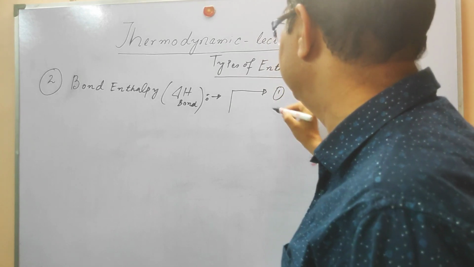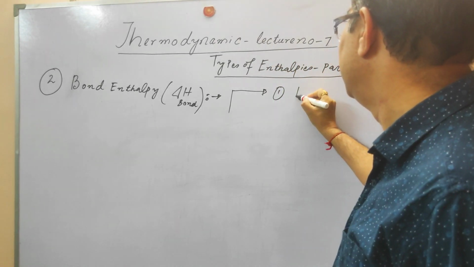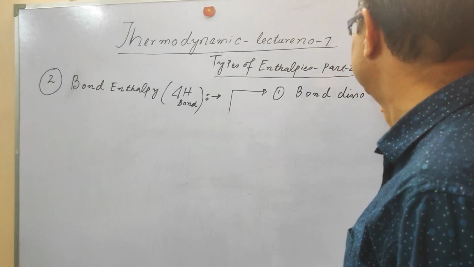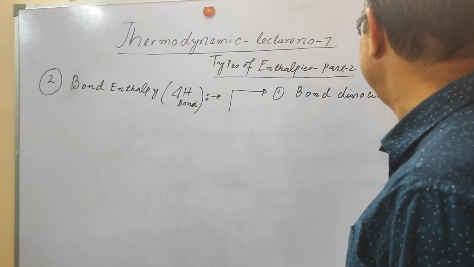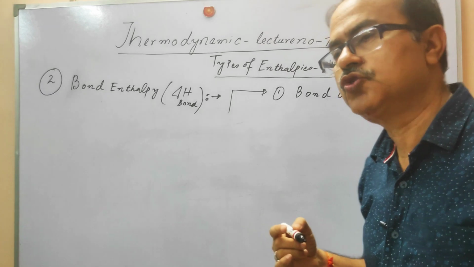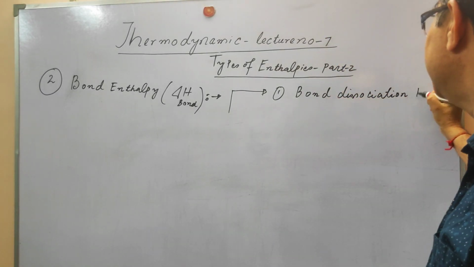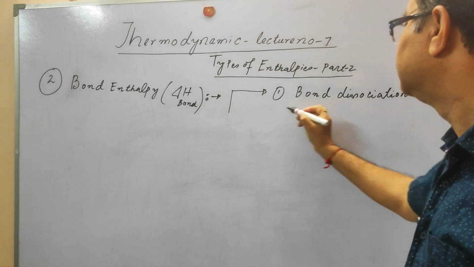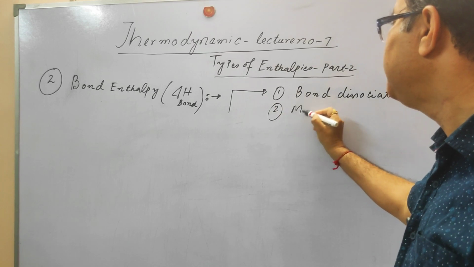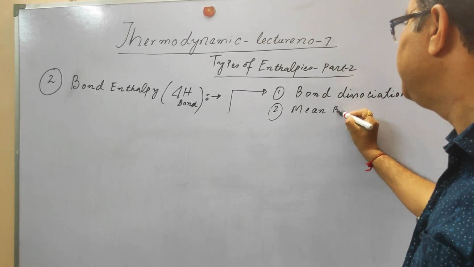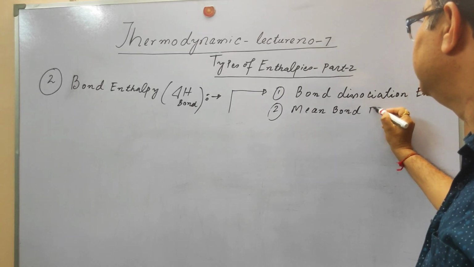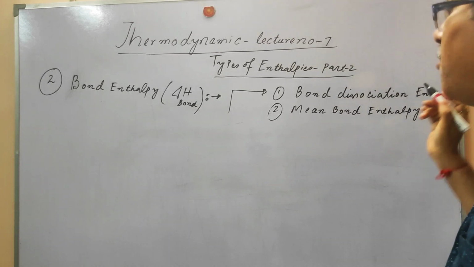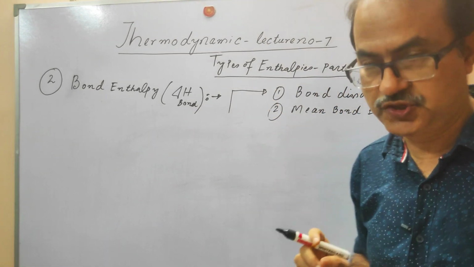That is, number one, bond dissociation enthalpy. Very important term that we come across. Bond dissociation enthalpy. Number two, that is mean bond enthalpy. Both these two terms are basically for different types of molecules.